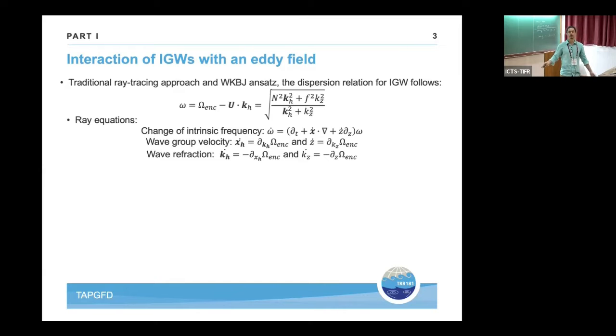Okay. So the first part of the talk will be on the interactions of internal gravity waves with a field of eddies. And for that, we will use a traditional ray tracing approach that Carsten already introduced on Monday, using the WKB approximation. So all the waves that we'll study are smaller than the eddies. Then you can derive the dispersion relation for the internal gravity waves, which gives the frequency of encounter, which includes the Doppler shift. Now you take some derivatives of this dispersion relation, the frequency, and then you get here the ray equations.